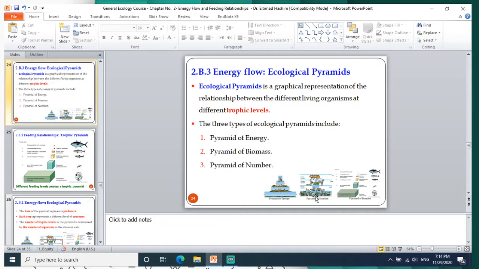In most food chains, the number of organisms at each trophic level decreases as you go up. That is why they call it a pyramid, because it builds a pyramid whether it is energy, numbers, or biomass. So you can see the shape of the pyramid. More animals or organisms will be at the bottom and fewer at the top. That is why they call it a pyramid. So let us check each kind of pyramid.